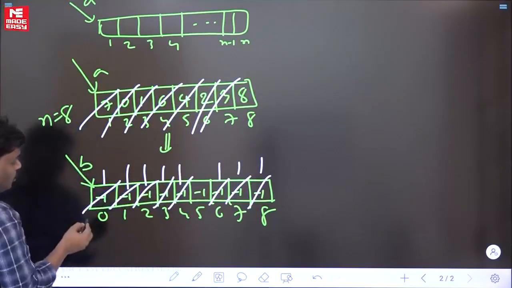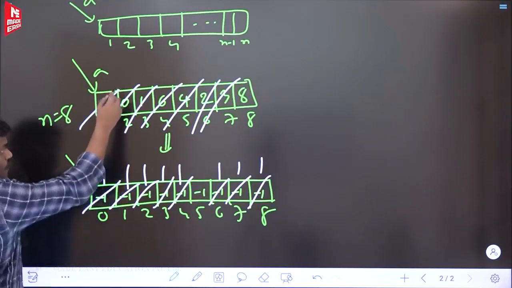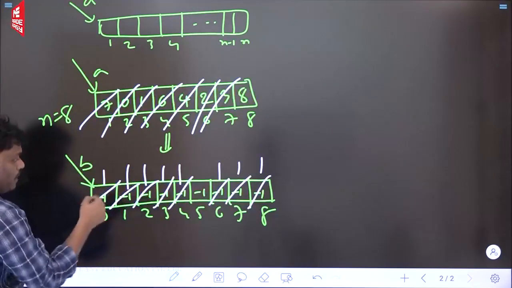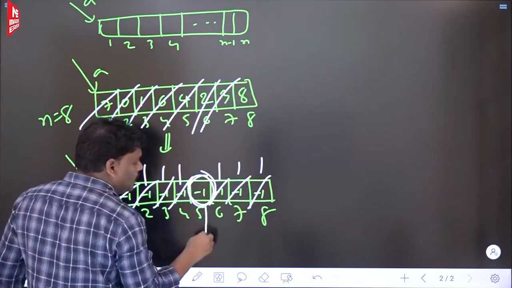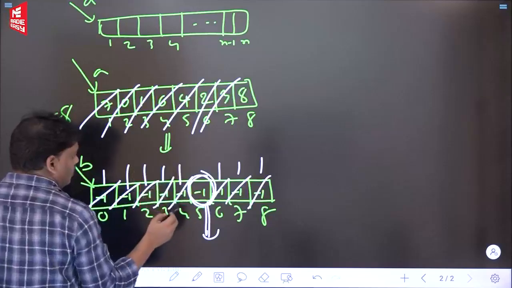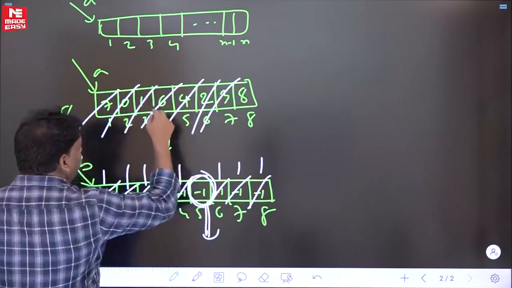Afterwards, you scan the B array one more time. One scan for marking, one more scan to verify: is there anyone still minus 1? Yes, there is still a minus 1. That indicates this person has not come. This is the one who is not available in the given array.